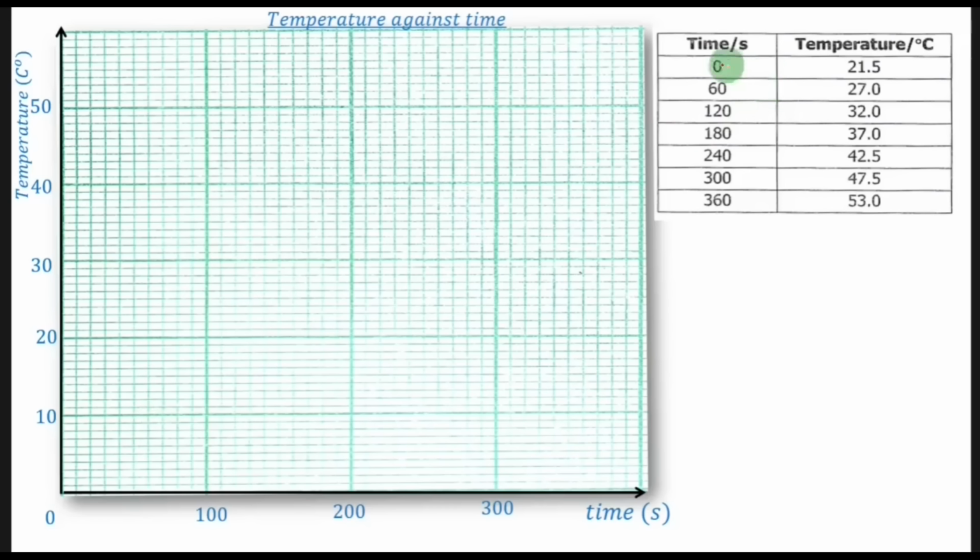Here I'm plotting time 0, 21. So 0 is here for time, and 21 will be here. This is 20, this line will be 21, so I'll put a dot here for 21. Then I'll plot 60, 27. If this is 20, then I'll say 21, 22, 23, 24, 25, 26, 27, there.